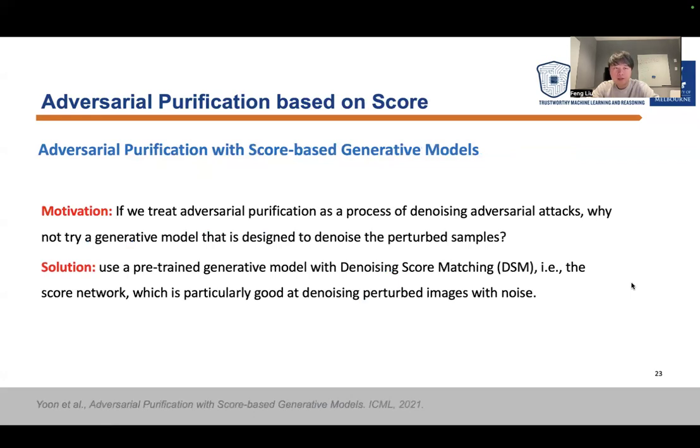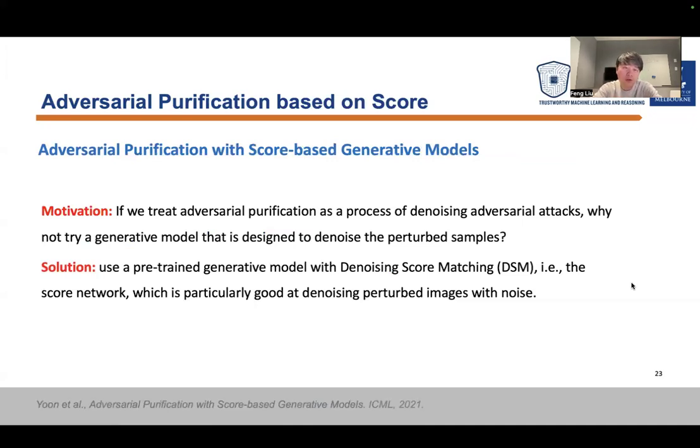And the next work in this field is relatively near. It happens in 2021. In this work, the motivation is that if we treat adversary purification as a process of denoising adversary attacks, why not try a general model that is designed to denoise the perturbed samples, right? So it's actually linked to the score-based method, also called the diffusion model.